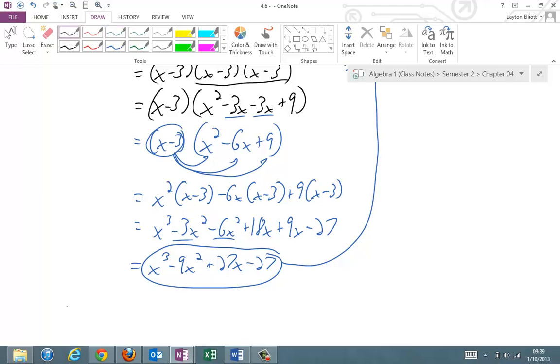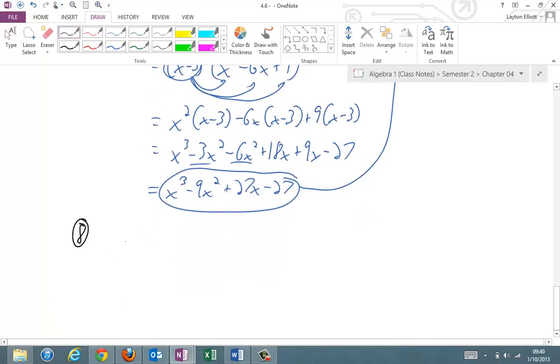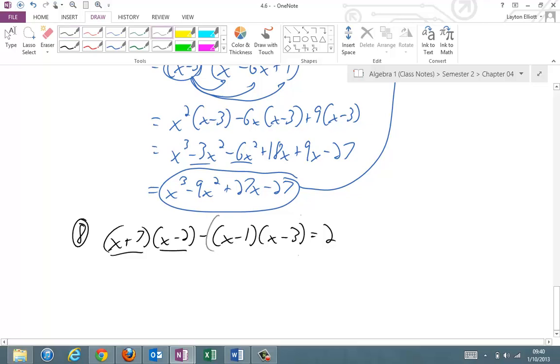Let's flip back and do one more solve. Let's say that I have x plus 7 times x minus 2 minus x minus 1 times x minus 3 equals 2. This is kind of like the one we did in number 4. We're going to want to FOIL the first two. I'm going to want to put a giant set of grouping symbols around the second two because there's a negative before those.